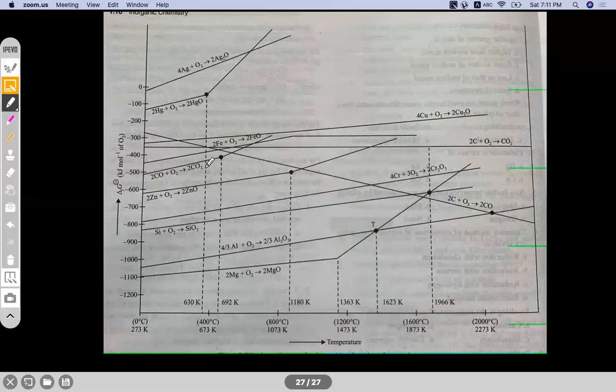So the carbon one is a straight line, like a horizontal line. Carbon one. Okay, we have two reactions here. One is forming carbon dioxide, and the other one is forming monoxide.